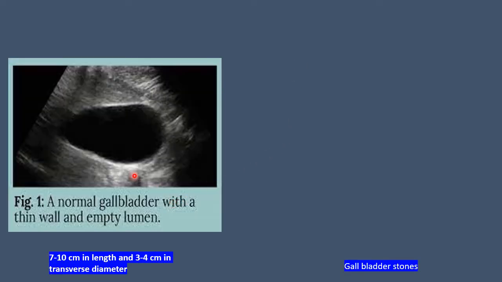This is an ultrasound of a gallbladder, a normal gallbladder with a thin wall and empty lumen. The lumen is empty, there are no stones, and the wall is very thin, less than 3 millimeters in thickness. The gallbladder is 7 to 8 centimeters in length, 3 to 4 centimeters in transverse diameter.